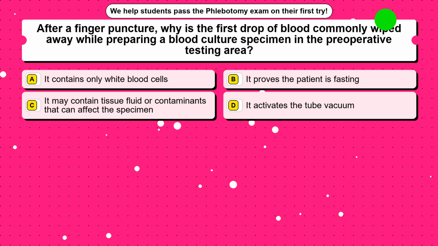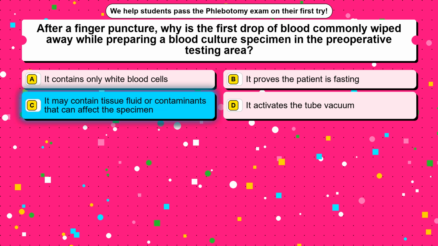Question 49. After a finger puncture, why is the first drop of blood commonly wiped away while preparing a blood culture specimen in the preoperative testing area? Option A. It contains only white blood cells. Option B. It proves the patient is fasting. Option C. It may contain tissue fluid or contaminants that can affect the specimen. Option D. It activates the tube vacuum.